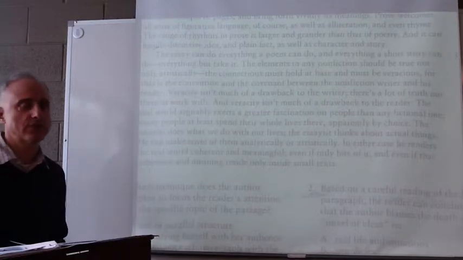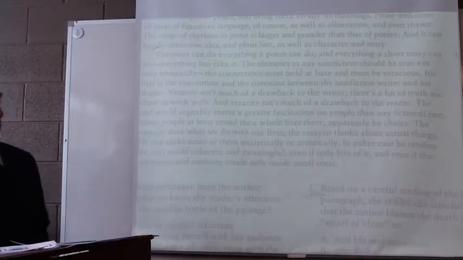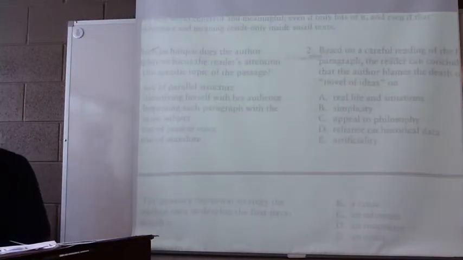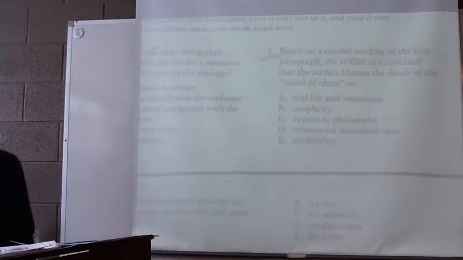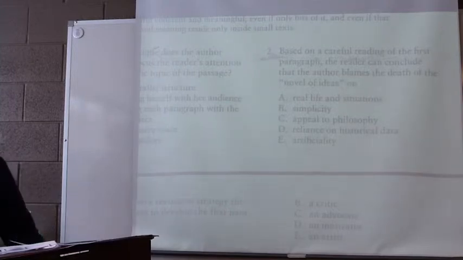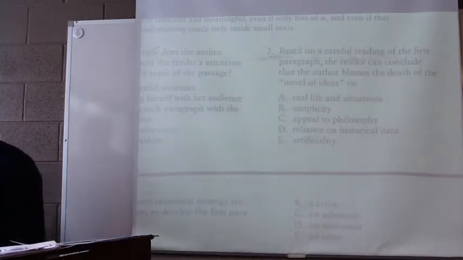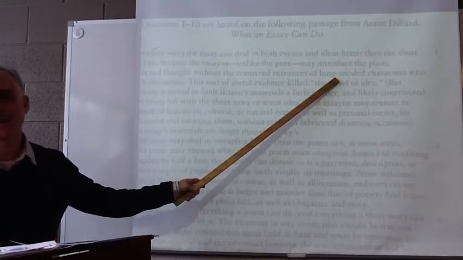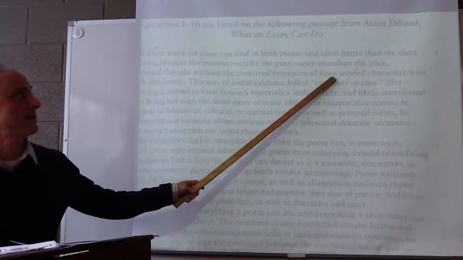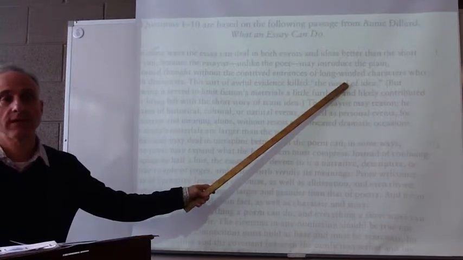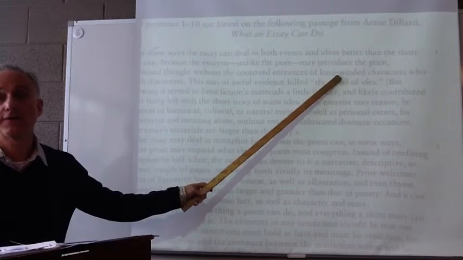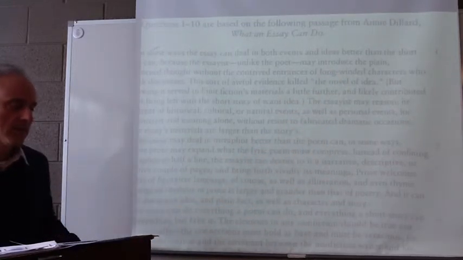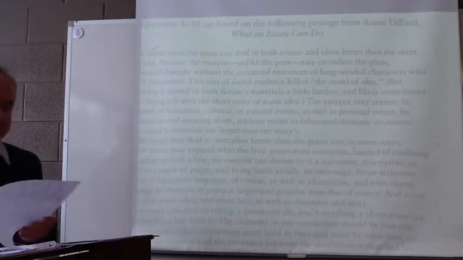But some of you had questions on number 2. The second question was based on a careful reading of the first paragraph. The reader can conclude that the author blames the death of the novel of ideas on the answer, artificiality. How are we supposed to get that? The idea is that in fiction, in the short stories, we have long-winded characters. They're not realistic. Okay, yes, some teachers might be long-winded like me, but we have artificial type people in these fictional stories. So artificiality goes with that. I'm going to have to move pretty fast here. But some of you had questions on number 5 and number 6.